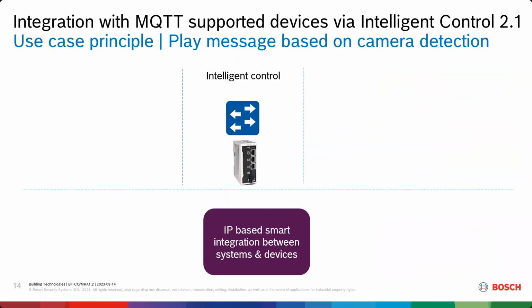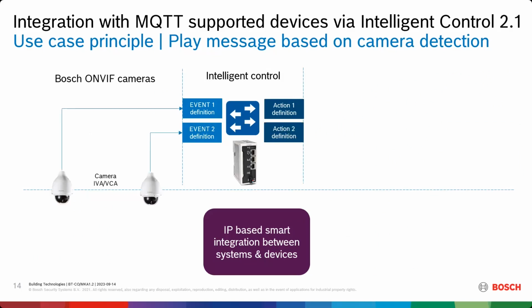Now here is a use case example: play a message based on a camera detection. The blue box is where the logic is happening. We get an event from the camera and we get an action to execute something based on the logic. Here is another sensor which could also bring an event, and there is another action which we would like to execute based on the logic.